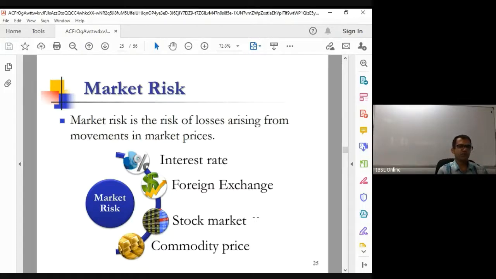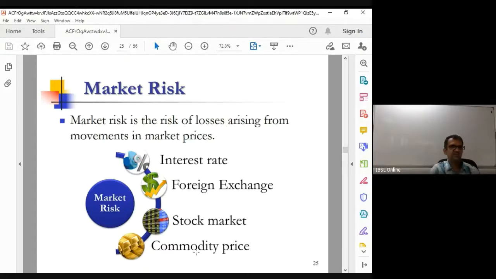Then the commodity prices have an impact on a financial institution in two ways. It may be a direct impact or an indirect impact.